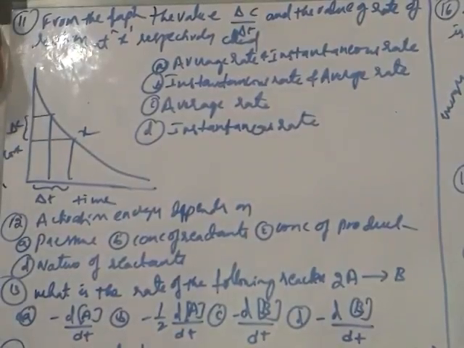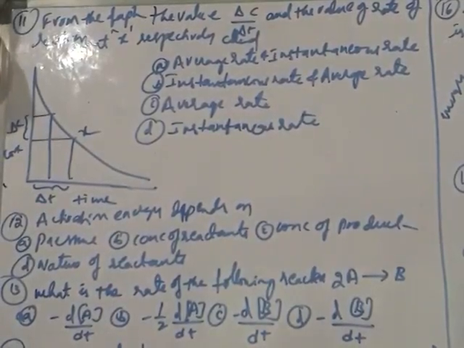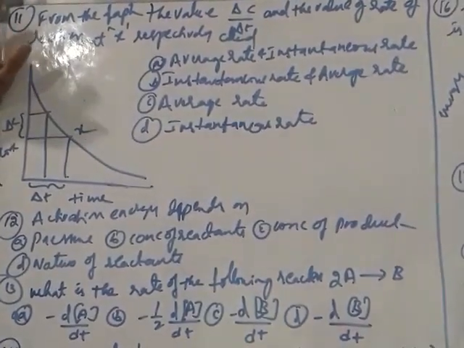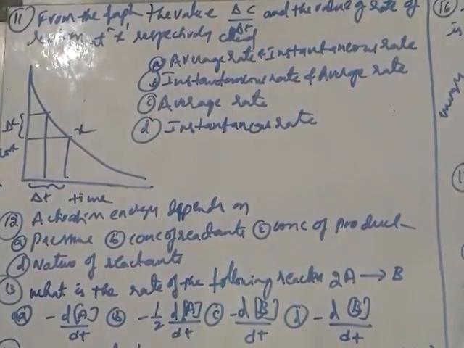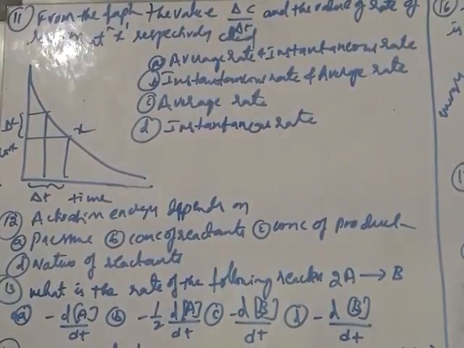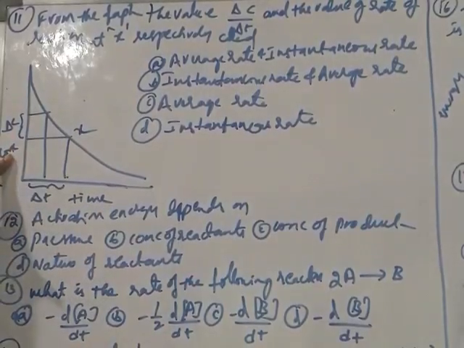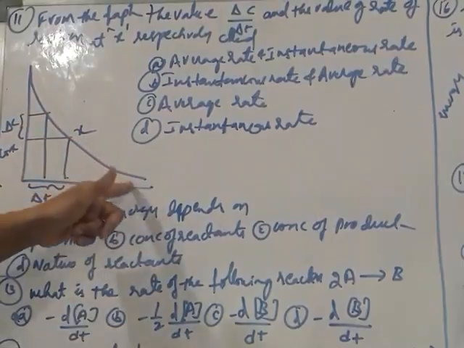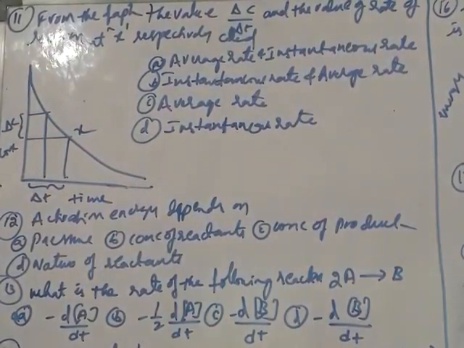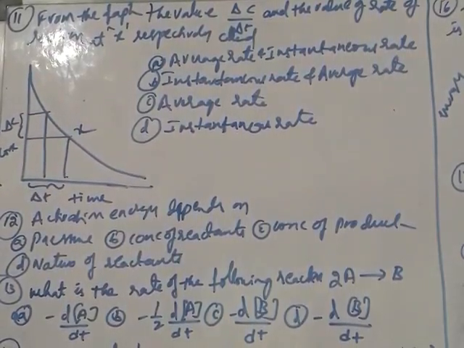Okay, next, 11th one. From the graph, the value delta C by delta T and the value of rate of reaction at X represents. So here the graph is plotted between concentration and time. Okay, and we obtain this type of curve which indicates the rate of reaction gradually decreases with time.